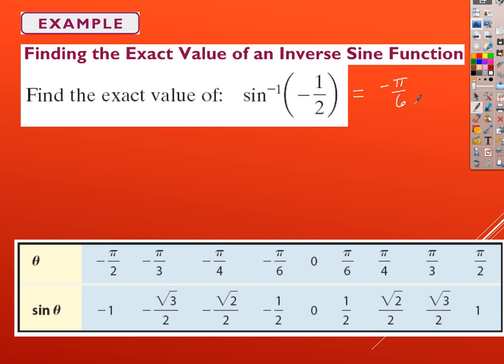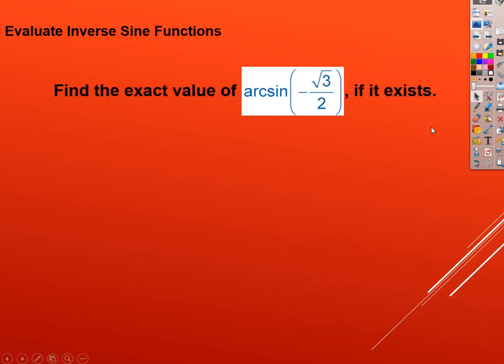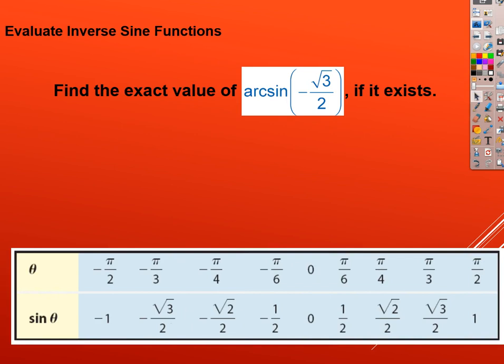All right. The next one is for you. This says find the exact value of arc sine of negative square root of 3 over 2. Again, arc sine is the same thing as sine inverse. So this is where you pause me and go find the exact value for that.